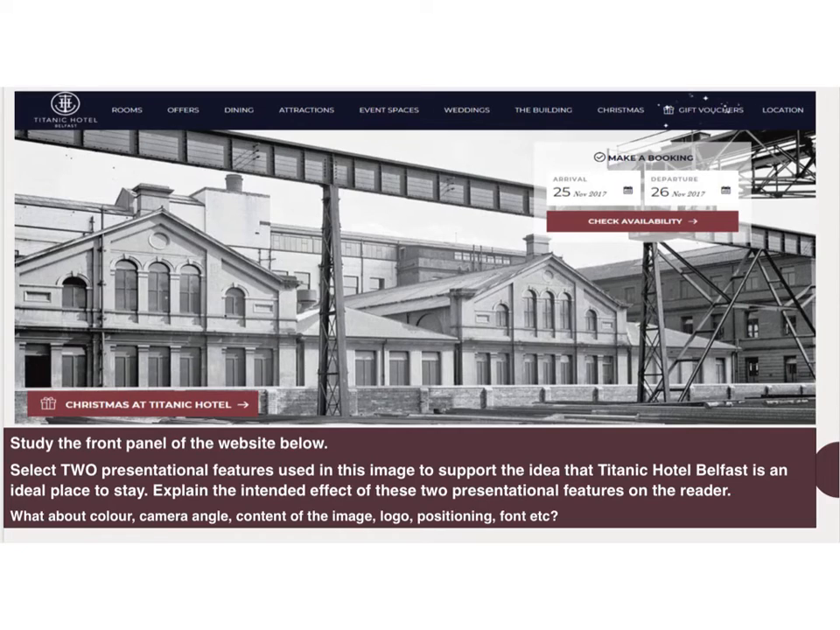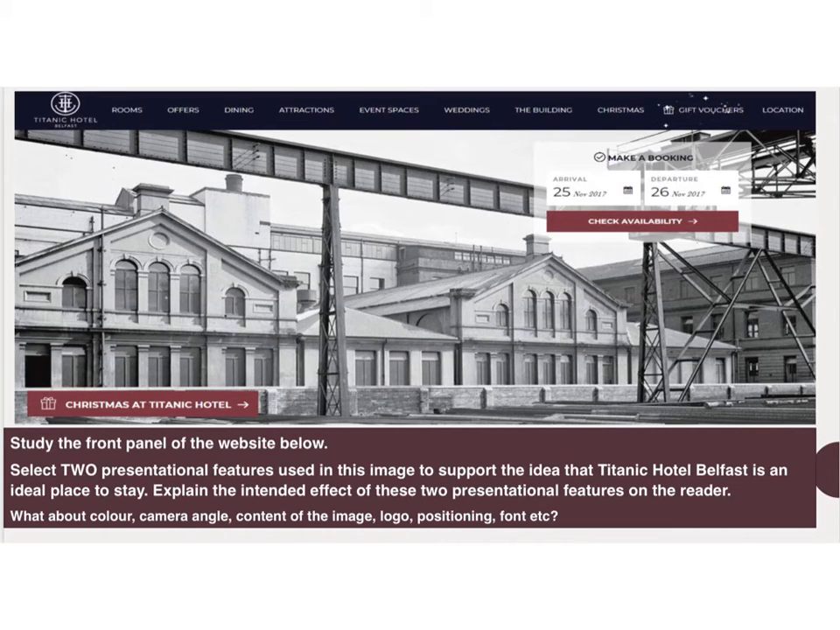You'll remember that they used the Titanic Centre for their piece and the whole idea of it as a wedding venue. So here we have the front panel of the website, and you have to select 2 presentational features used in this image to support the idea that Titanic Hotel Belfast is a nice place to stay, and explain the intended effect of these presentational features on the reader.